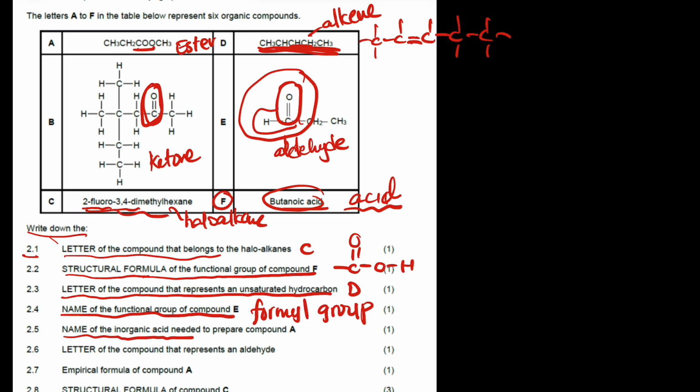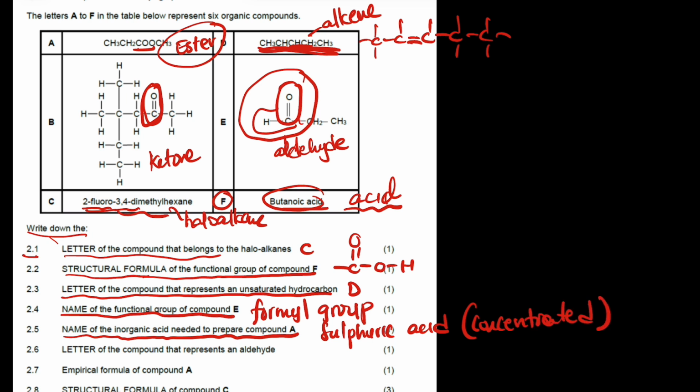Name of an inorganic acid needed to prepare A. Which one is A? It's an ester. Then the inorganic acid that is needed to prepare it is sulfuric acid. Sulfuric acid, but the concentrated one. That's not really important. This is important. Now it says letter of compounds that represent an aldehyde. Which one would represent an aldehyde? It's E, guys. It's an easy question.